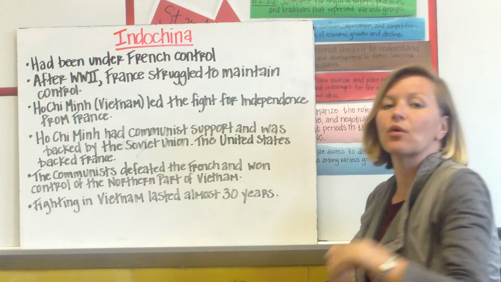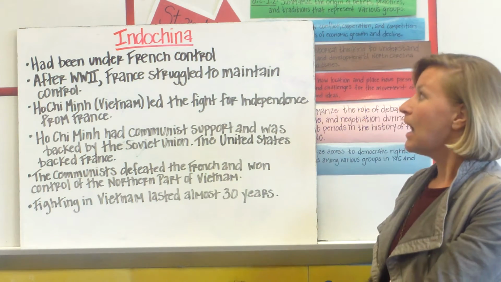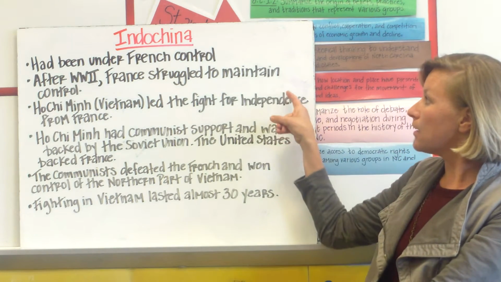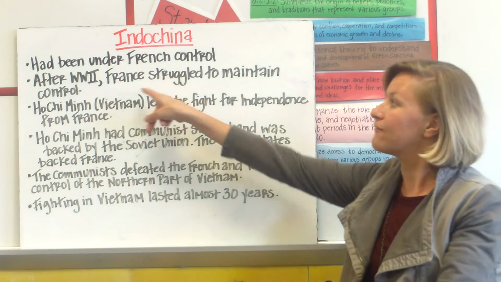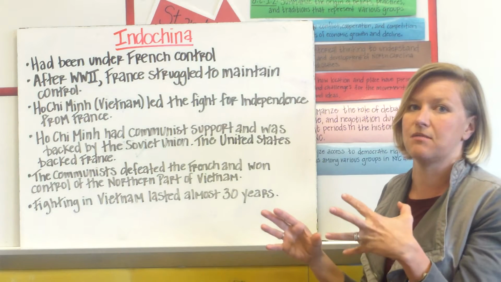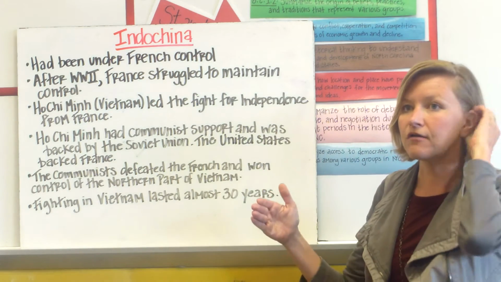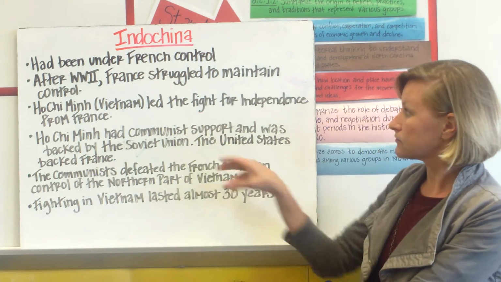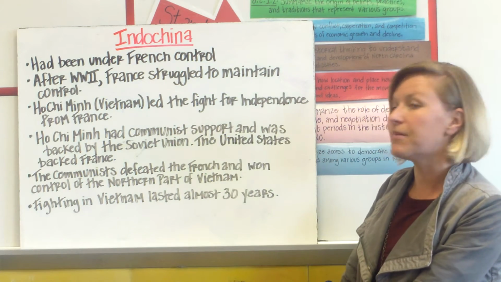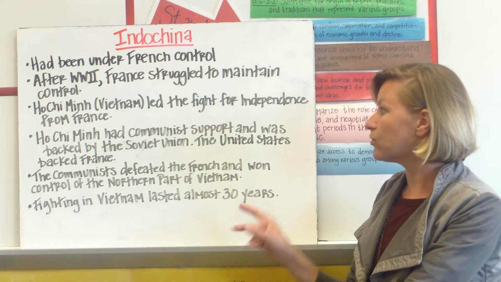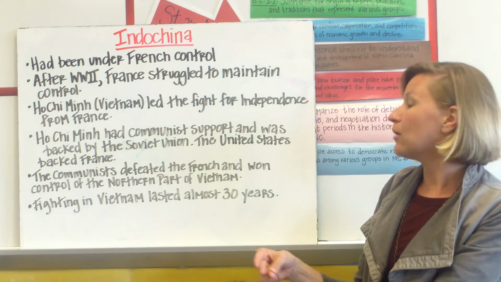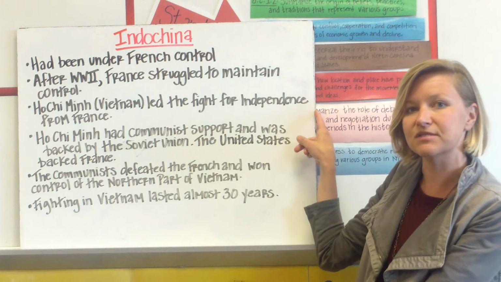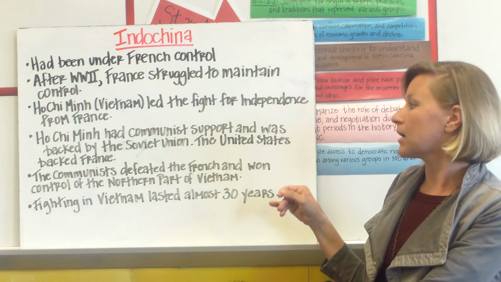Okay, Indochina, which is also Vietnam, had been under French control up until this point, also a result of that imperialism. So France struggled to maintain control after the damages of World War II. So keep in mind, we're still seeing the impacts of years and years and years of different people running these countries. And of course, France lost everything in World War II. So Ho Chi Minh led the fight for independence from France. He had communist support and was backed by the Soviet Union, which is how communism takes a grasp of Vietnam. The United States, of course, backs France in its attempts to keep Vietnam from becoming a communist country.